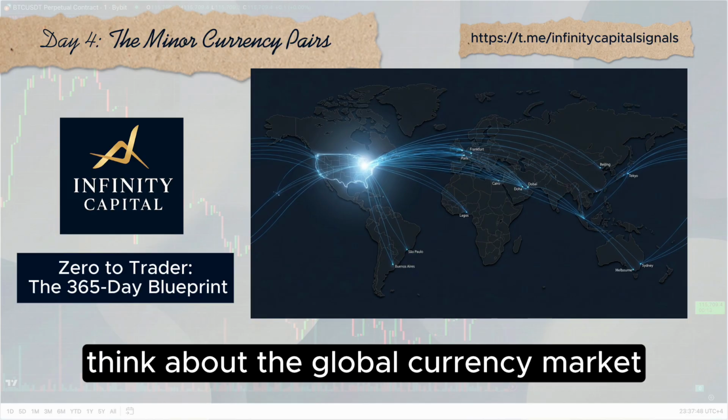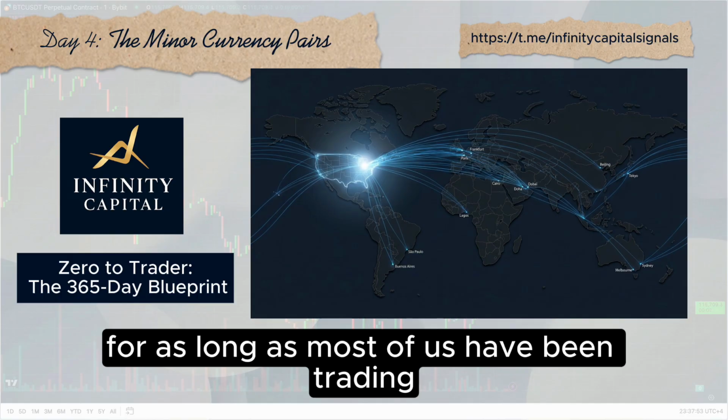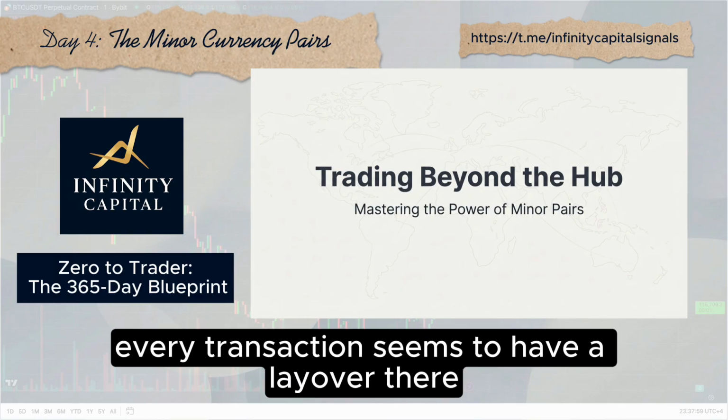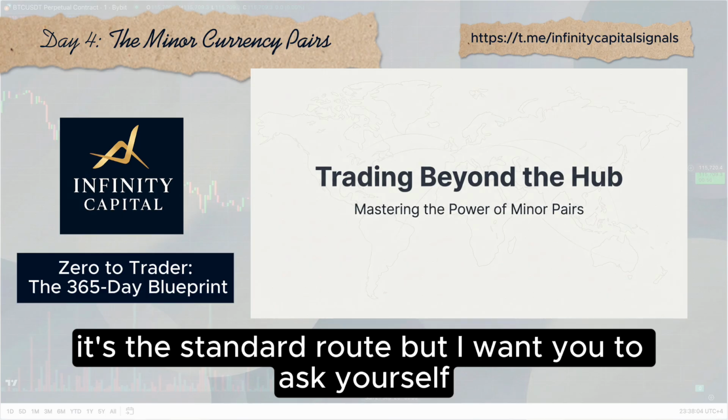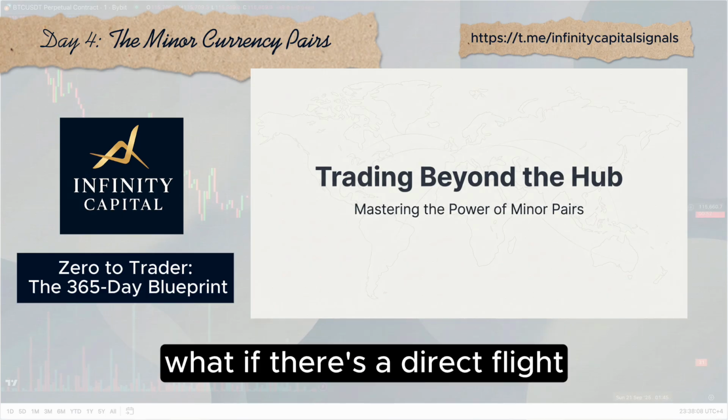Think about the global currency market like a giant airline map. For as long as most of us have been trading, the US dollar has been the main international hub, right? Almost every trade, every transaction seems to have a layover there. It's the standard route, but I want you to ask yourself, is the standard route always the best one? What if there's a direct flight?